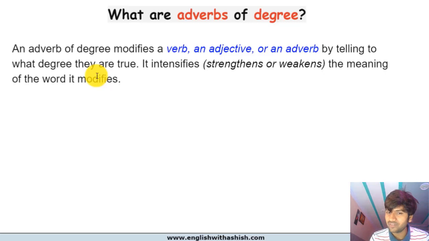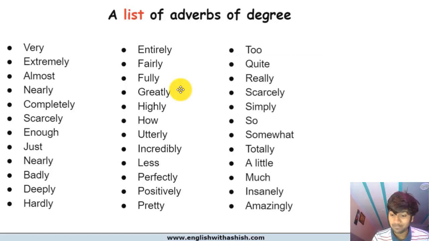So it gives information about a verb or an adjective or an adverb, and it tells to what extent, to what degree these words are true. So an adverb of degree talks about the degree to which something is true, right? It intensifies, which could strengthen or weaken the meaning of the word it modifies. So let me show you some examples and make you understand.